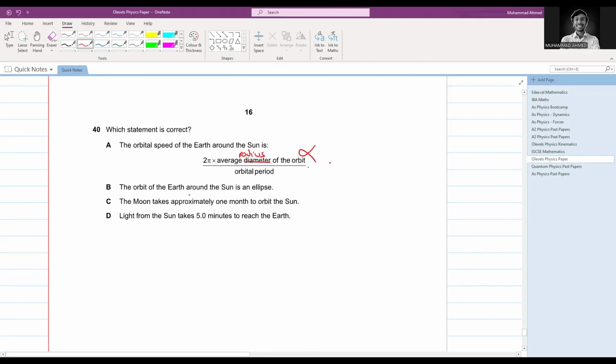The orbit of the Earth around the Sun is an ellipse. B is your correct answer. Earth orbits the Sun in an elliptical orbit. Any questions here? This marks the end of this paper.